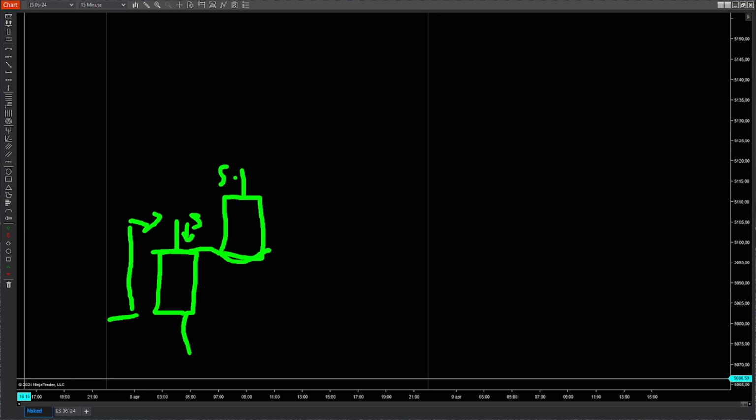Sellers will step in again, driving the price down. A new candle will open. Sellers will try to push the price down, but buyers keep the price up, and we form a new candlestick. Now this kind of candlestick that I'm showing you here is called a hammer.